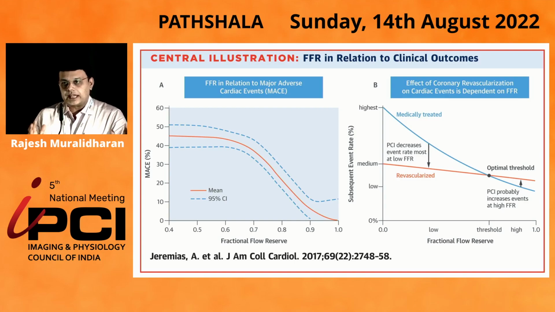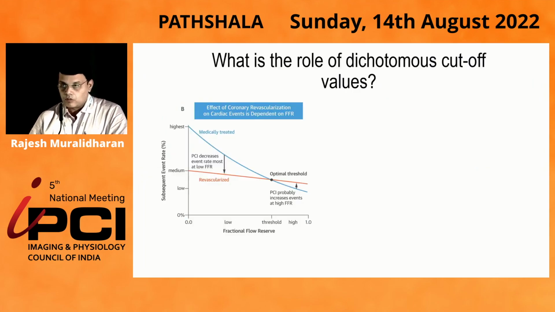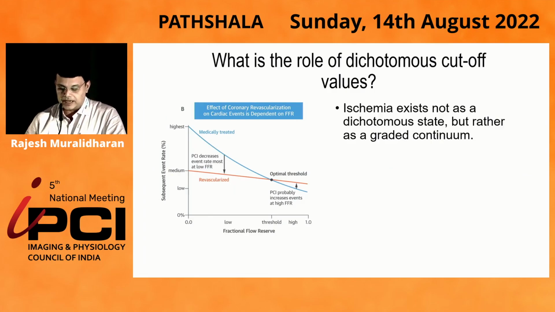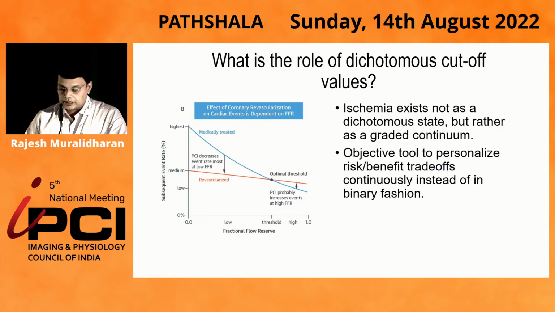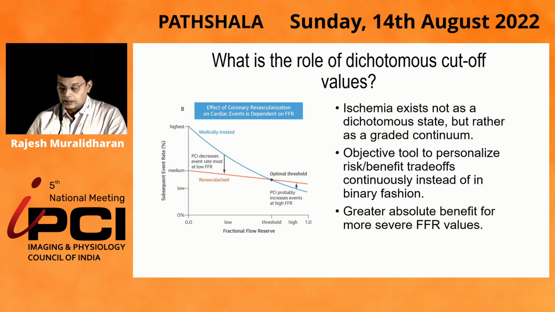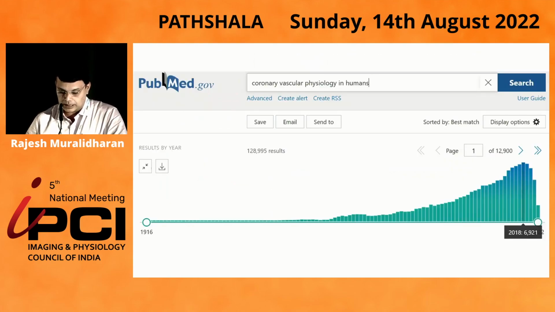So when you have measured the FFR in the best possible way and you have a value at hand, what does that mean? What does a value of, say, 0.7 or 0.8 mean to the patient? It means that at that value, ischemia exists not as a dichotomous state, but rather as a graded continuum. That value should be used as an objective tool to personalize the risk-benefit trade-offs continuously instead of in a binary fashion. And the greater absolute benefit of any physiological modality is obtained at more severe or lower FFR values. So this must be kept in mind when we measure the FFR.